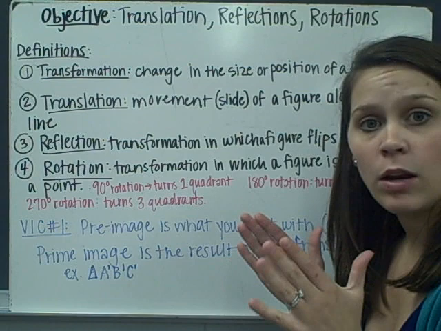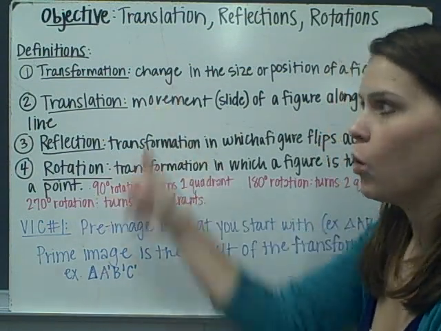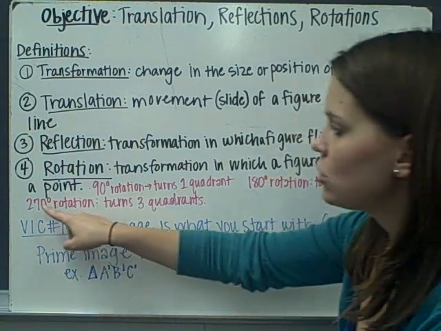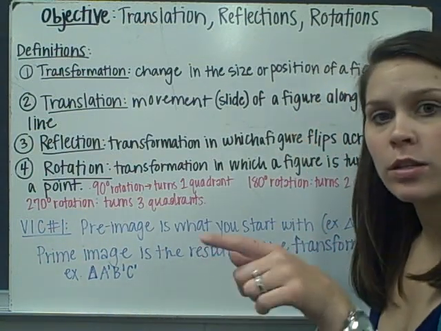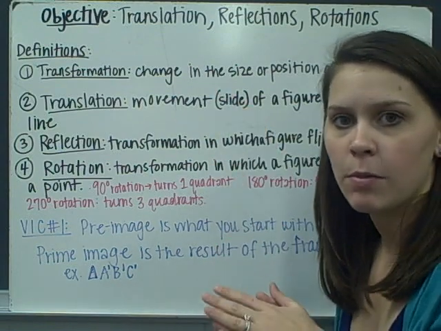When it's on a coordinate plane, if you turn it 90 degrees, you're turning it one quadrant. 180, it goes through 2 quadrants. And 270 goes through 3 quadrants. So then 360, you go all the way through 4 and you land back on top of the figure you started with.